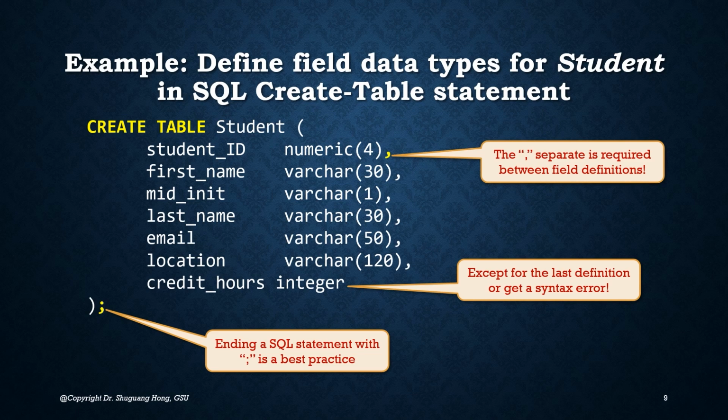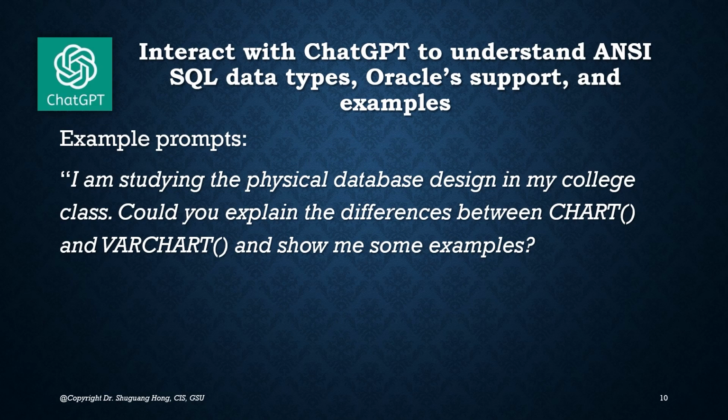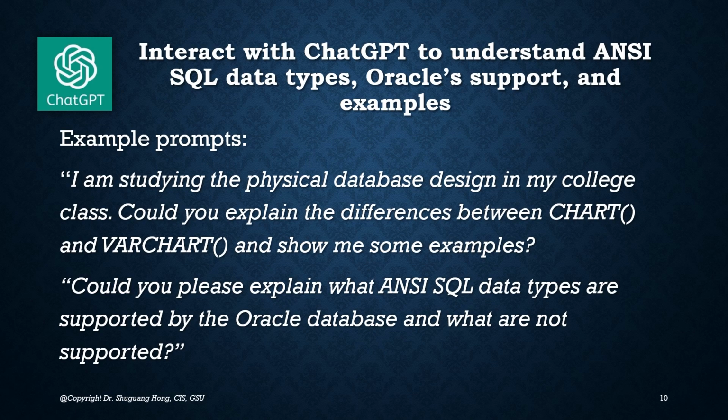You should interact with ChatGPT to understand ANSI SQL data types, Oracle support, and examples. Example prompts. I am studying the physical database design in my college class. Could you explain the differences between char and varchar and show me some examples? Could you please explain what ANSI SQL data types are supported by the Oracle database and what are not supported?